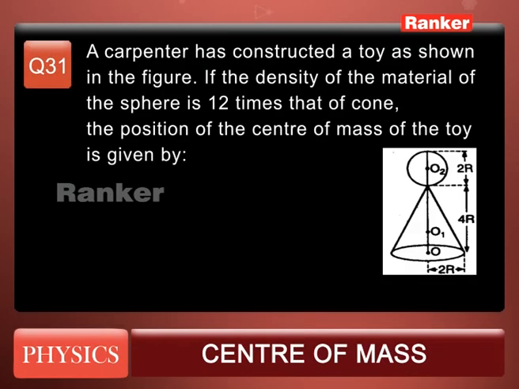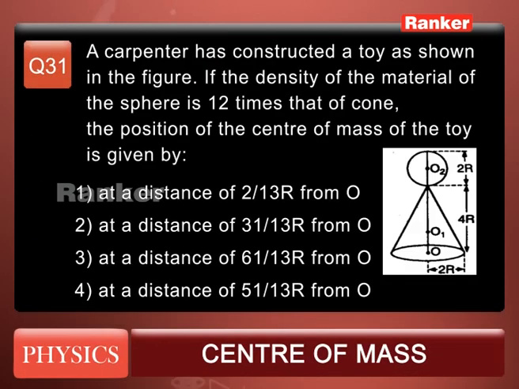Question number 31. Question is this: a carpenter has constructed a toy as shown in the figure. If the density of the material of the sphere is 12 times that of the cone, the position of the center of mass of the toy is given by. First option, at a distance of 2r from O. Second, at a distance of 3r from O. Third, at a distance 4r from O. And fourth option, at a distance 5r from O.